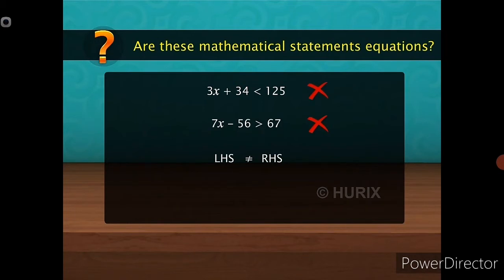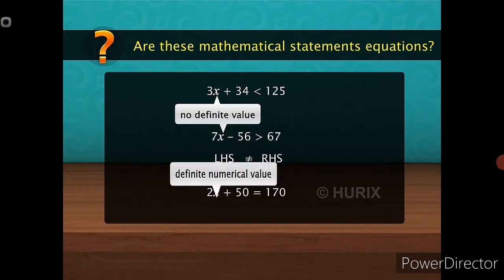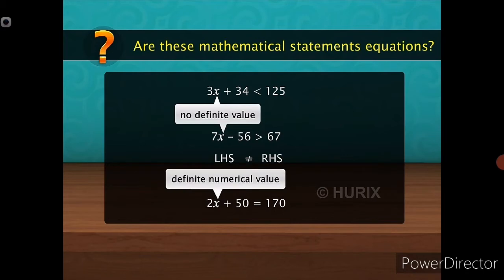Moreover, in these statements, we cannot find the exact value of x. We will only know whether x is greater or lesser than a particular value, but will not be able to find its specific value. Since an equation is the equality of left and right-hand sides, it must hold a definite numerical value for the variable in it.